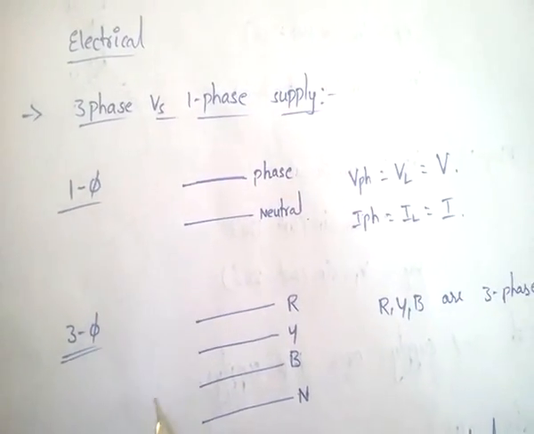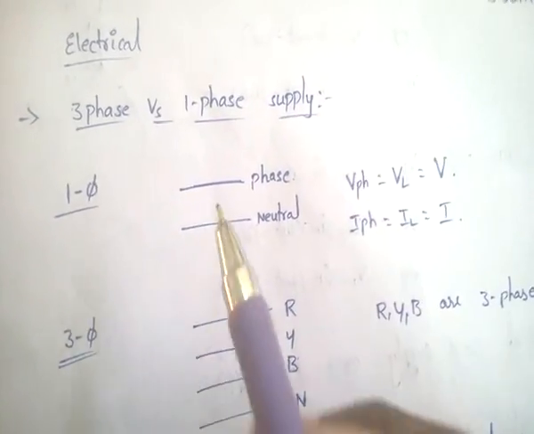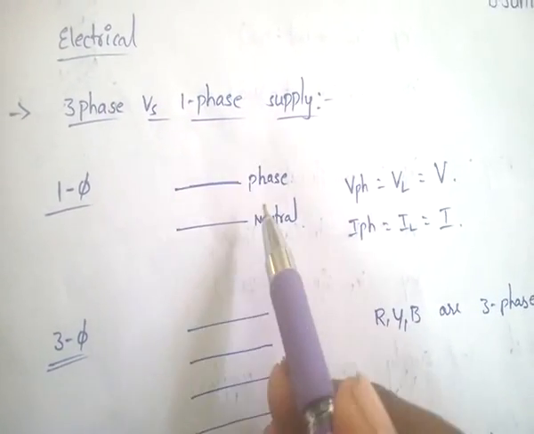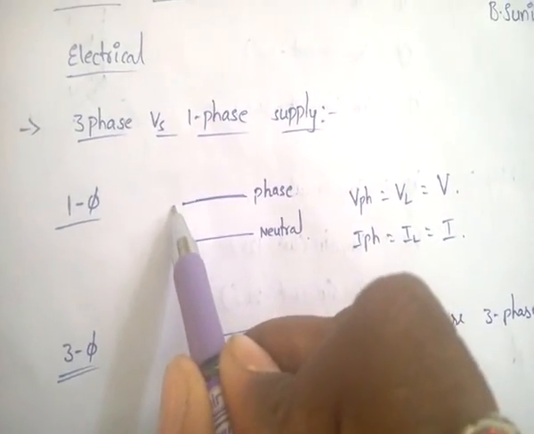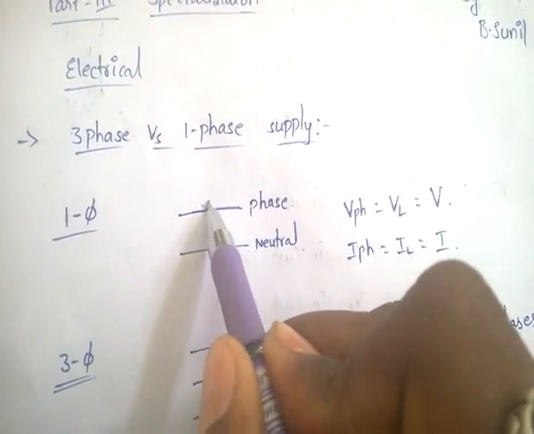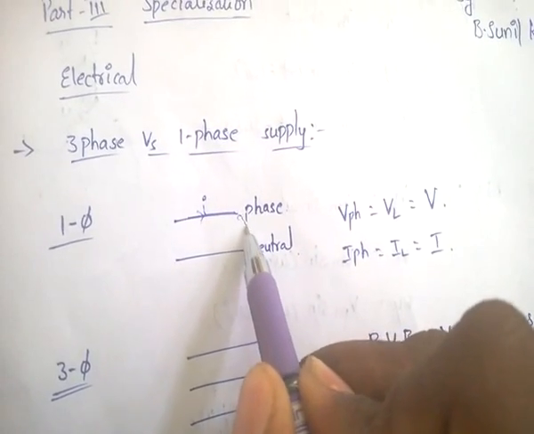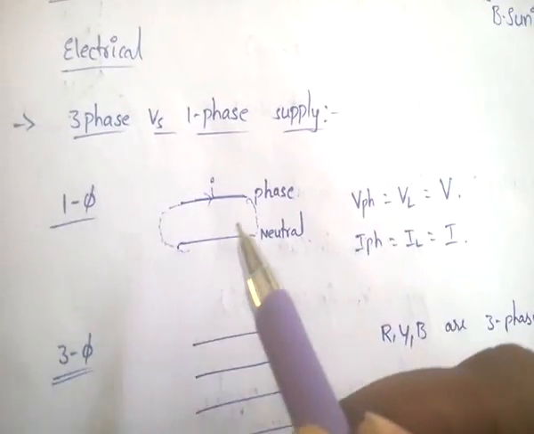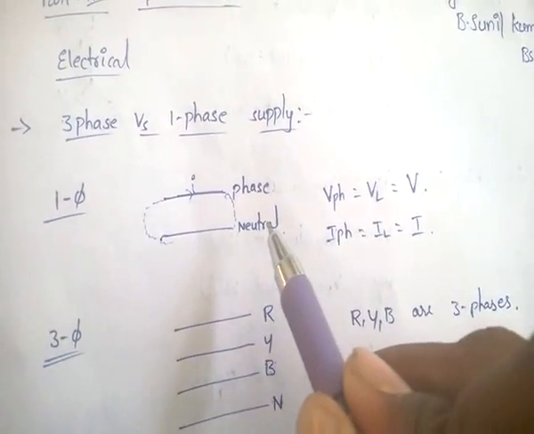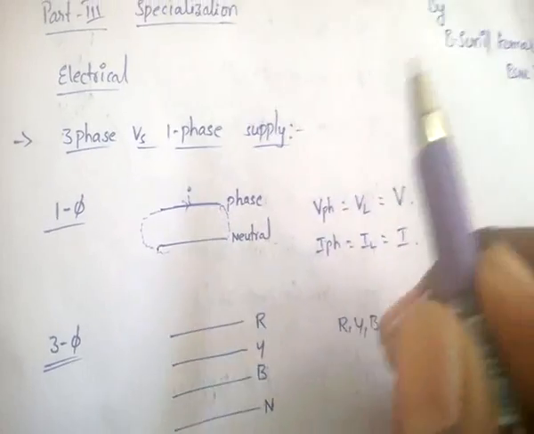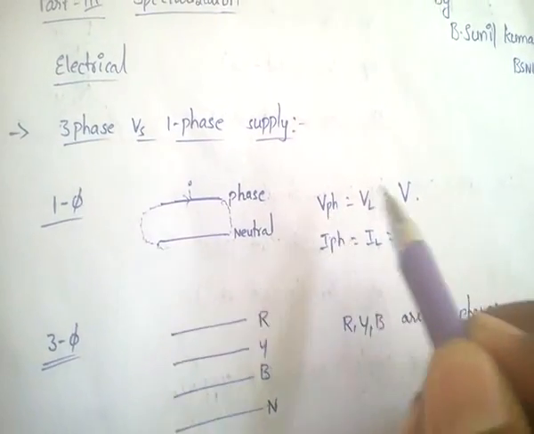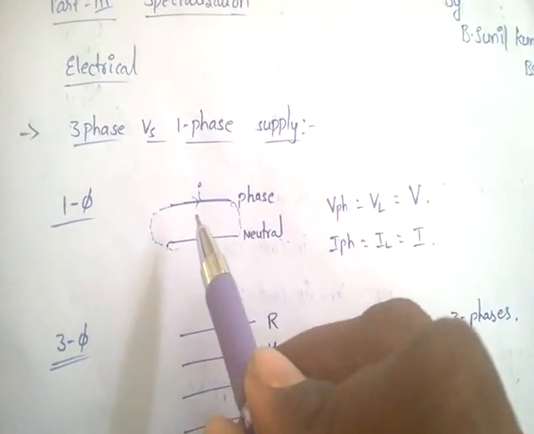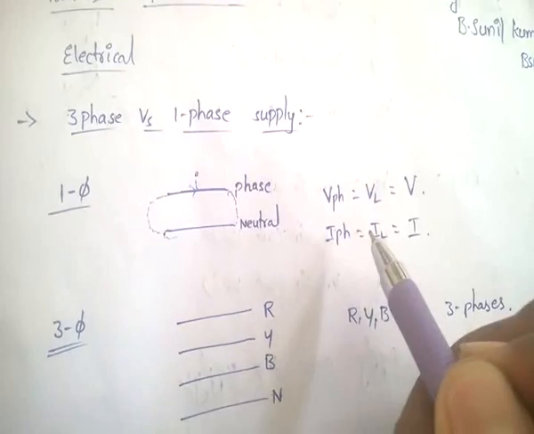What is a single phase? What is a three-phase? For single phase, there is only one phase and neutral. The current flows through this phase, and the return path is provided by the neutral. For single phase, the phase voltages and line voltages are the same, and also the phase currents and line currents are the same.